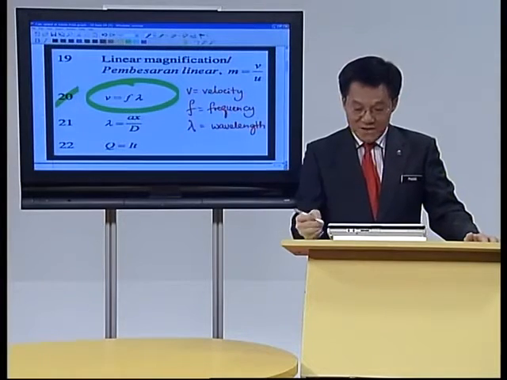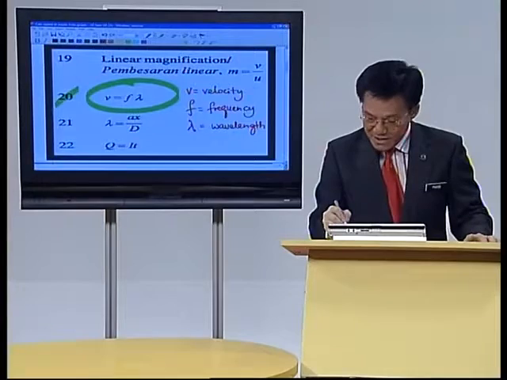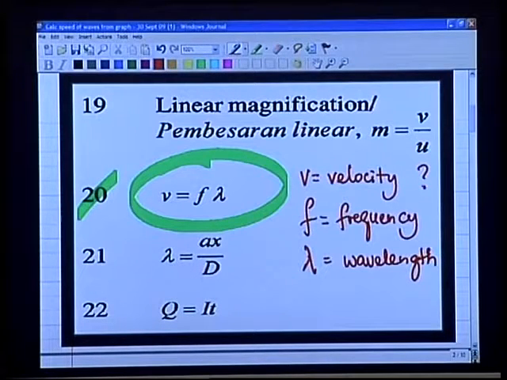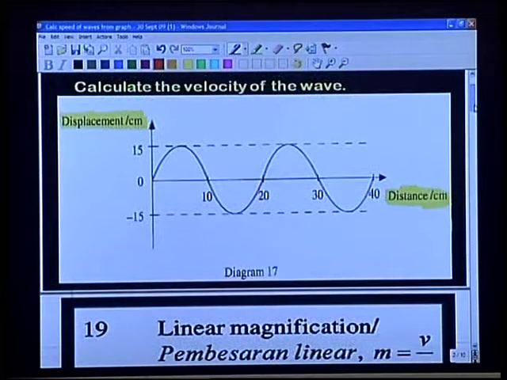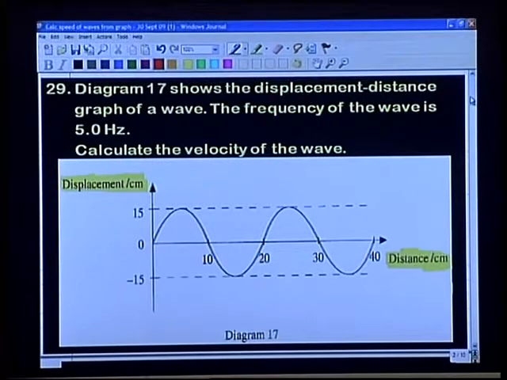Next thing to ask ourselves is this. We have to calculate the velocity. Put a question mark there. Is the frequency given? Yes, it is given. Put a tick. Is the wavelength given? Take a look at the graph again. Now that is the catch. We are given the frequency, loud and clear, 5 Hz. Frequency equals 5 Hz or 5 cycles per second. So now what I need to know is the wavelength.